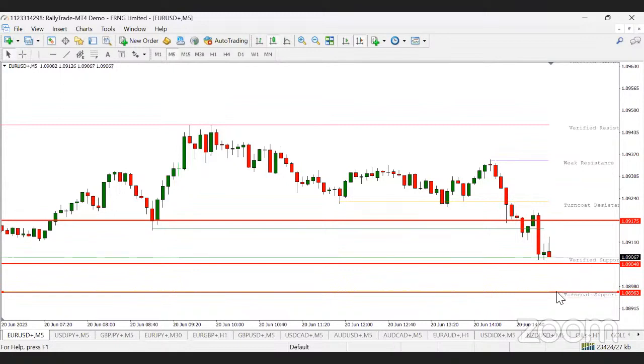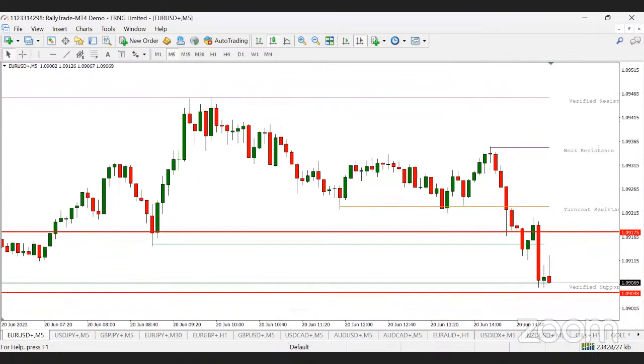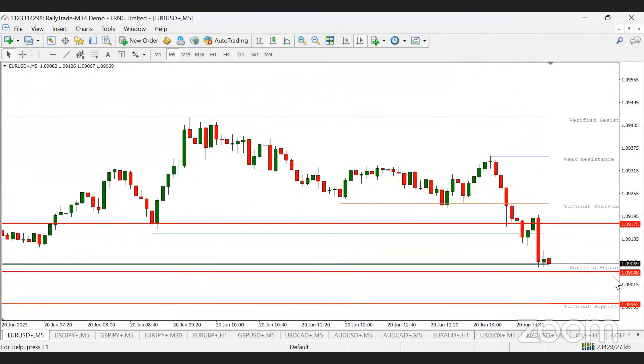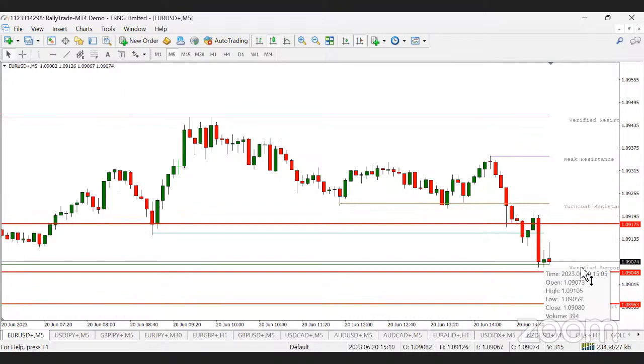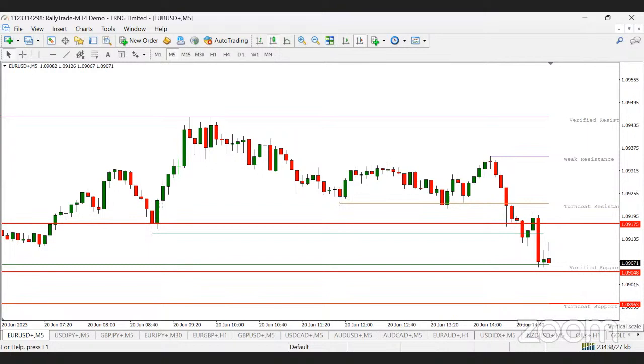If this is achieved, please enter a sell and bring it all the way down here. Let nothing stop you, because it's going to be falling to this point. Once it can comfortably break below this particular verified support, then we're headed to 1.08963. Please try to note these price levels.